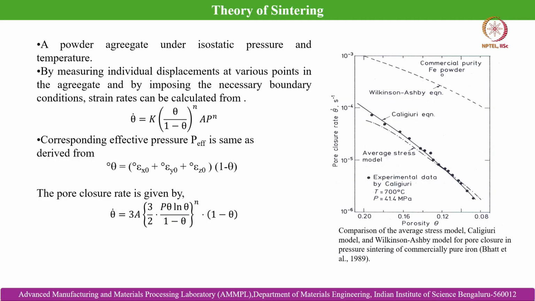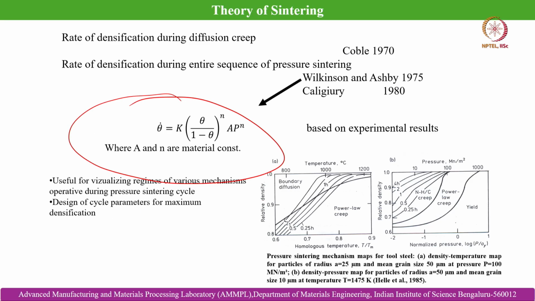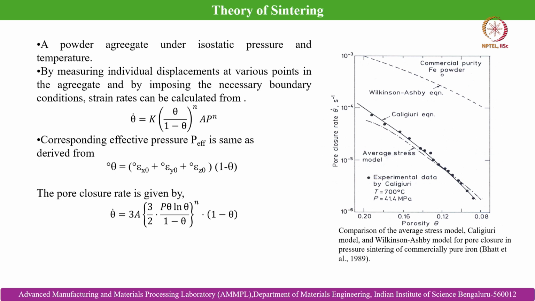So then we have started discussing these things in case of occasions where we are applying the pressure and temperature together. So, we will also start today from there on in this class. Like we have discussed in the last class, this is basically the resulting expression for this strain rate, that is theta dot is equal to k theta by 1 minus theta to the power n into a p to the power n.